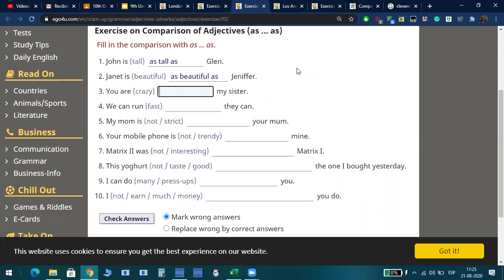Okay, next one. Number three. Let's call it. Vincent Córdoba. You are as crazy as my sister. Yeah, está igual de loco que mi hermana. Igual de loco que mi hermana. Porque son positivo y positivo iguales. We can run as fast as they can. Yes. Podemos correr tan rápido como ellos también. Joe, what about five?